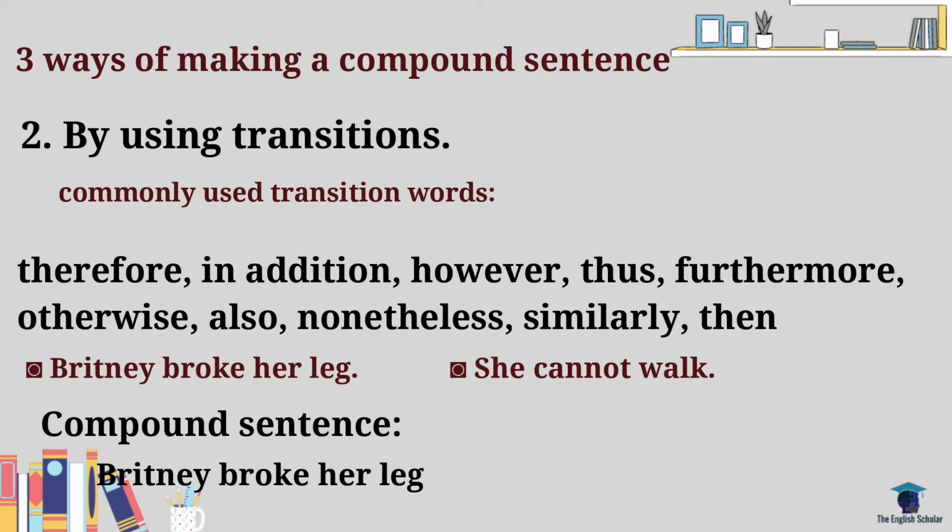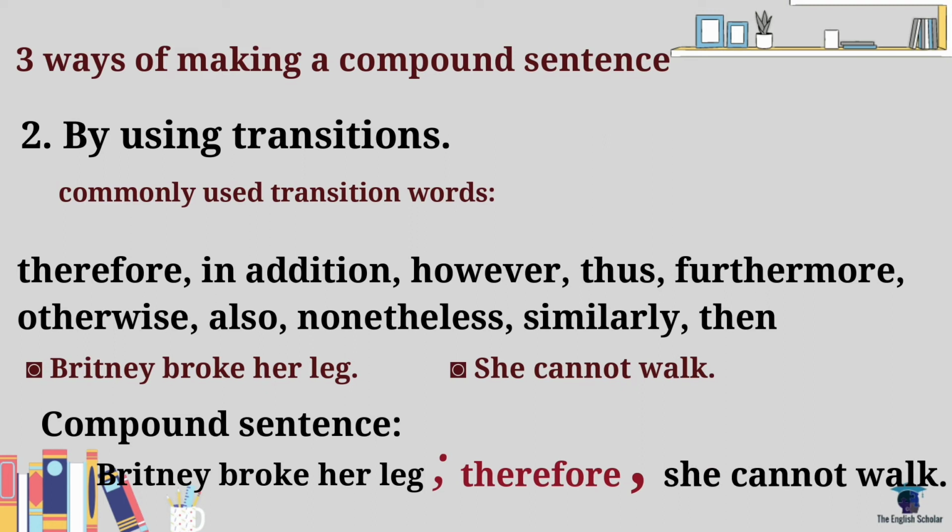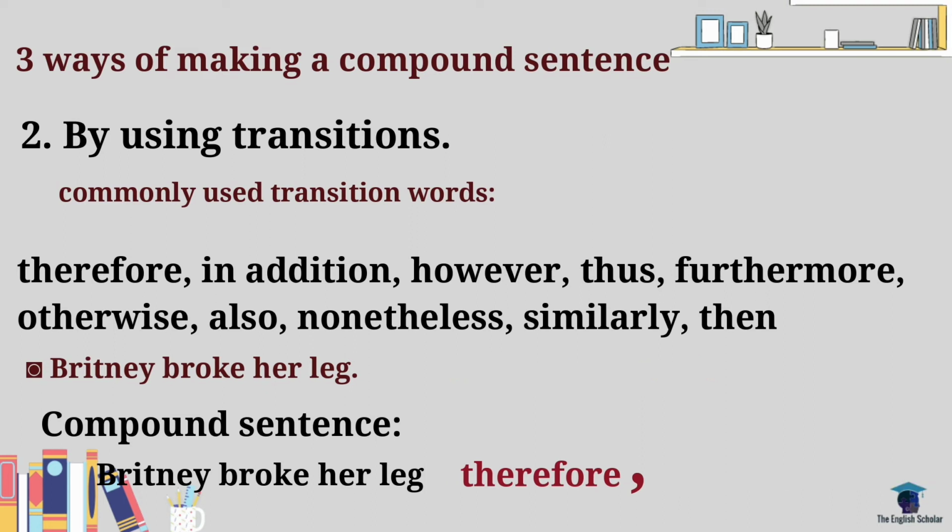And as a rule, we should put a semicolon before the transition word, and then a comma after it. Let's see. Brittany broke her leg. Semicolon, therefore, and then after therefore, we have put a comma. And then the other simple sentence, she cannot walk.